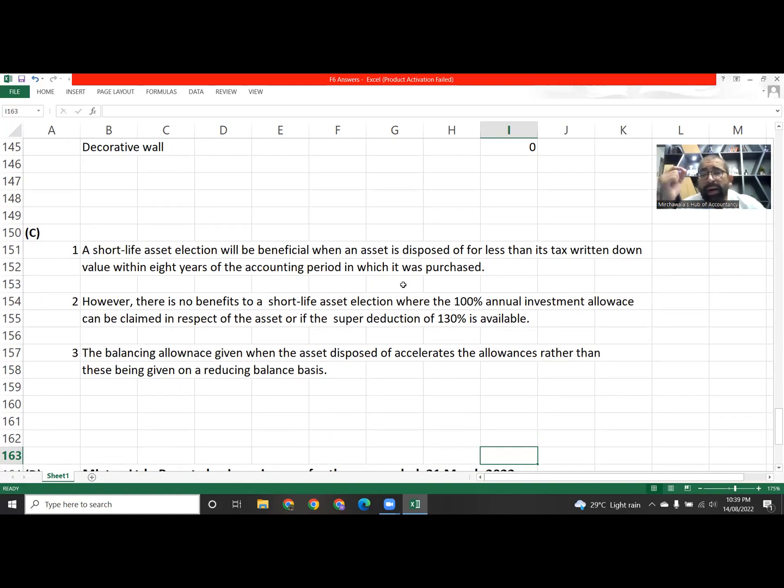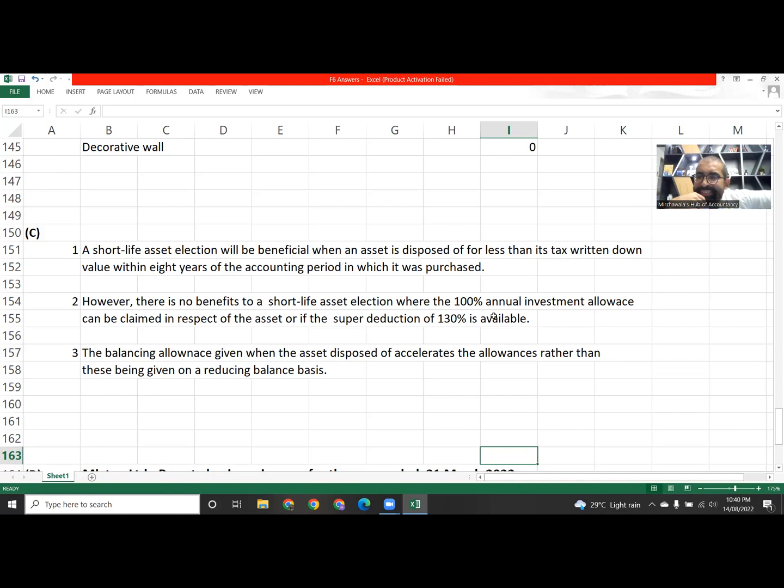You know how you get the balancing allowance? Whenever the proceeds are less than NBV, then it's a balancing allowance, right? And the balancing allowance is beneficial if you want to depool it within 8 years of the accounting period in which it was purchased. Yes, this is year of purchase plus 8 years. However, see, this is the technical point which I told you for the companies. However, there is no benefit to a short life asset election where the 100% annual investment allowance can be claimed or the super deduction of 130%.